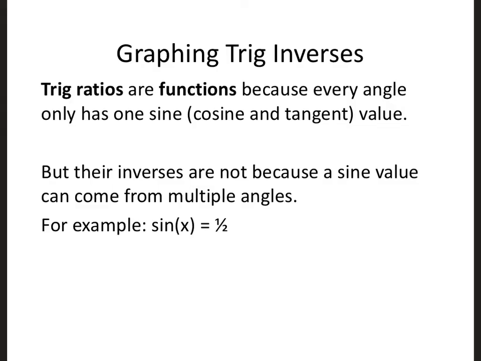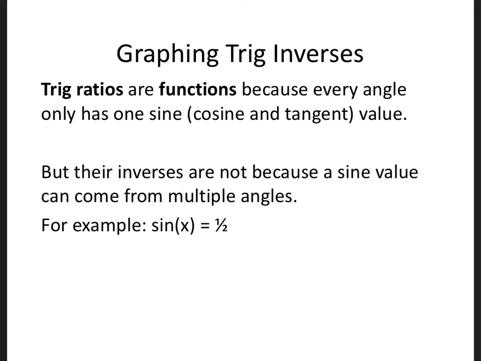Okay, so why that conversation was important is whenever we're graphing trig inverses, it's important to know that first, the original trig ratios, sine, cosine, and tangent, are functions. This is true because every angle is only going to have one sine, cosine, and tangent value. However, the inverse equations are not going to be functions because the sine value can come from multiple angles. For example, we've seen this before.